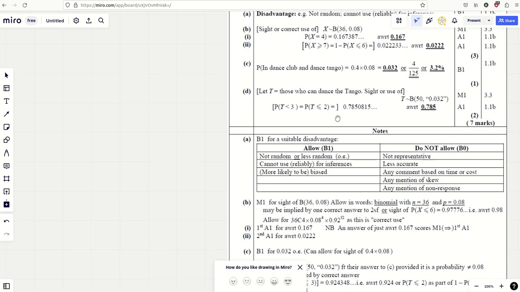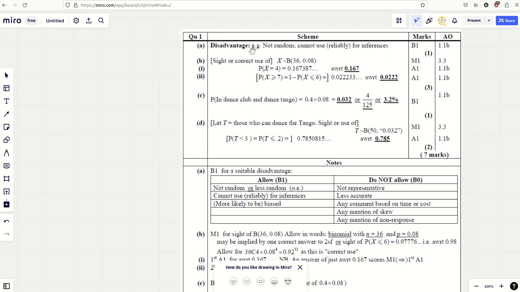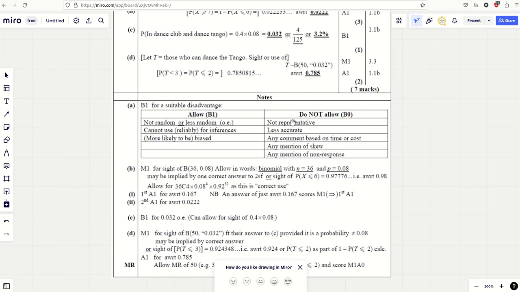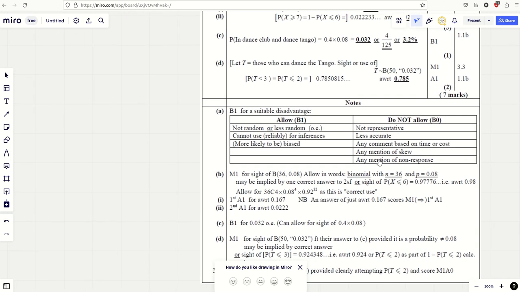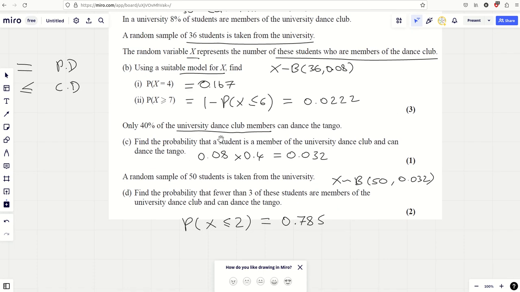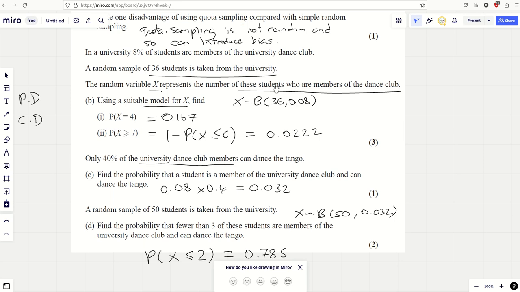So I don't think this question's particularly difficult. I was really interested in the disadvantage for the first one. You cannot reliably use it for inferences. That's interesting, look at what they don't allow. Not representative. I think that's quite harsh, but I suppose it isn't, because quota sampling is representative. That's the idea behind quota sampling. So you can't say a disadvantage is that it's not representative when it is. Watch out for these. Any mention of non-response also seems quite harsh to me, because unlike opportunity sampling, with quota sampling you can just keep going until you fill your quota, so non-response isn't really a problem, it just makes it slightly more tedious. But there we go.